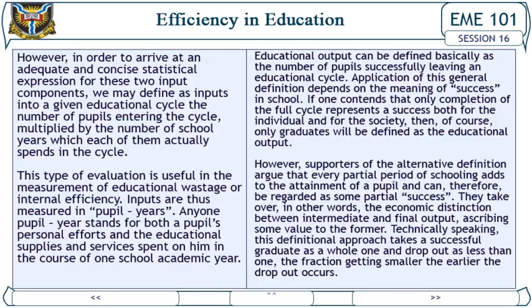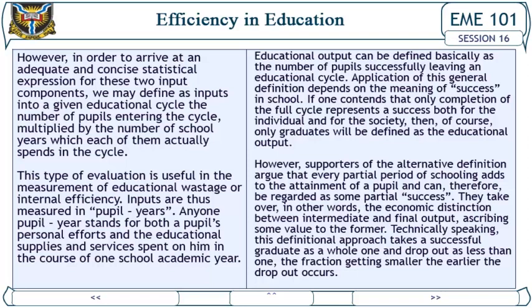Educational output can be defined basically as the number of pupils successfully leaving an educational cycle. Application of this general definition depends on the meaning of success in school. If one contends that only completion of the full cycle represents a success both for the individual and for the society, then of course only graduates will be defined as the educational output. However, supporters of the alternative definition argue that every partial period of schooling adds to the attainment of a pupil and can therefore be regarded as some partial success.